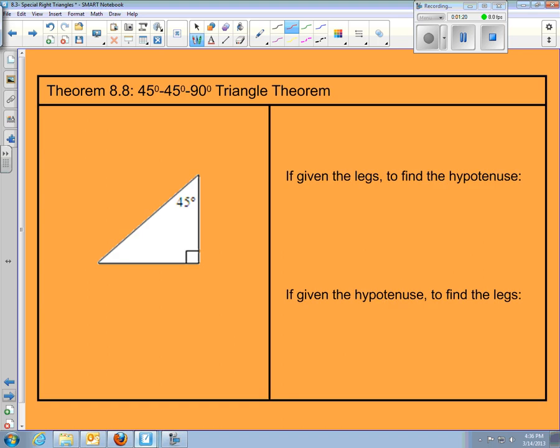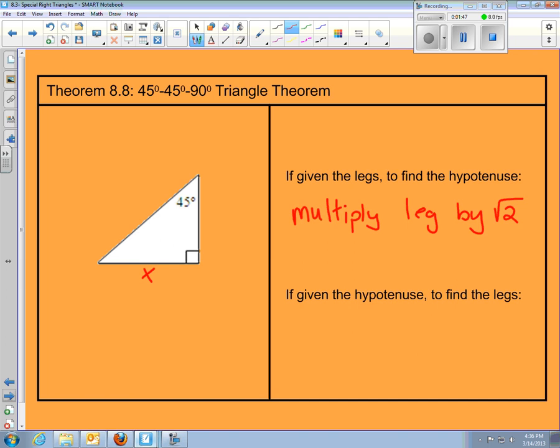We're going to give you some rules. In our 45, 45, 90 triangle, if given the leg, whether it's 2 or 18 times the square root of 27, we're going to get that leg value. To find the hypotenuse, we multiply the leg by the square root of 2.